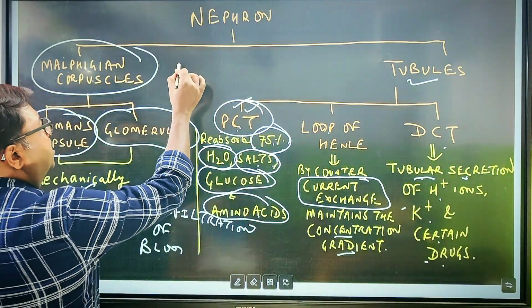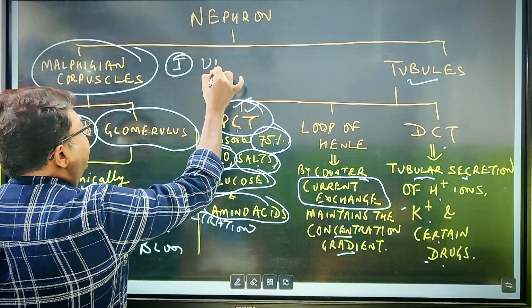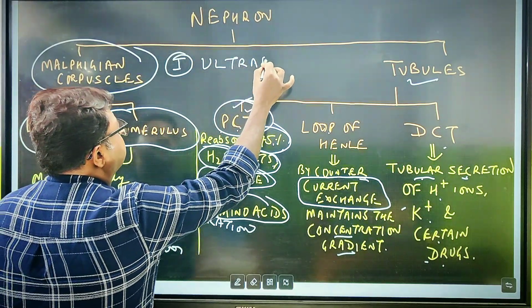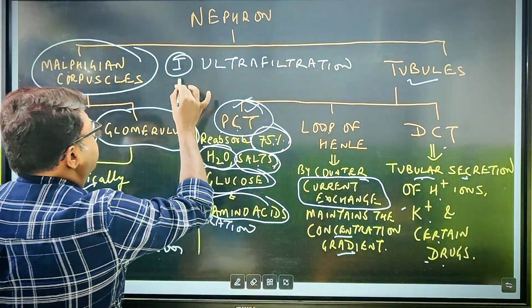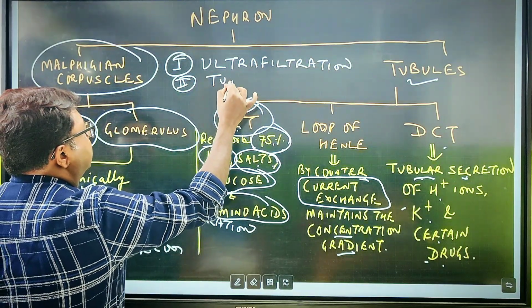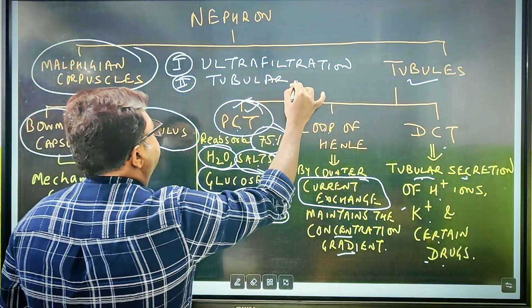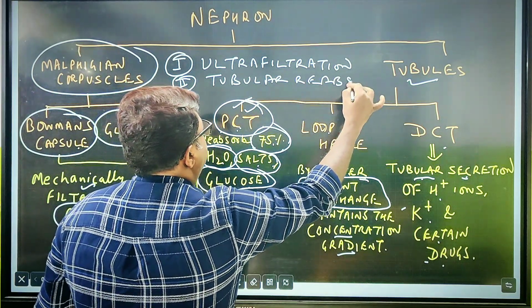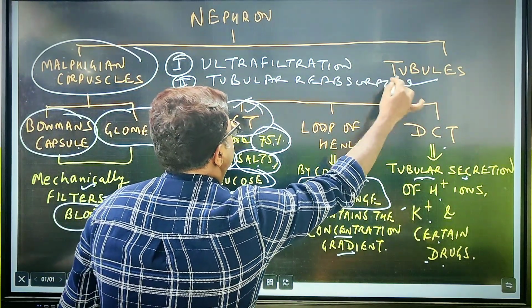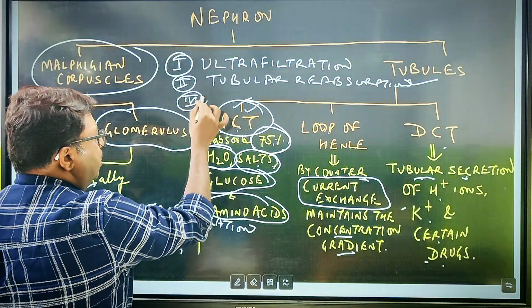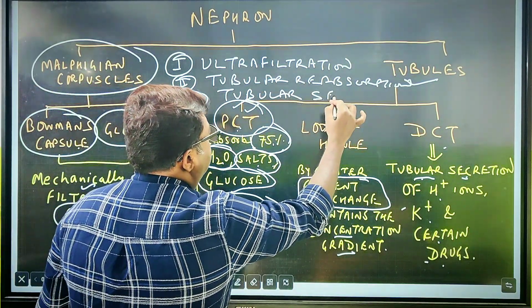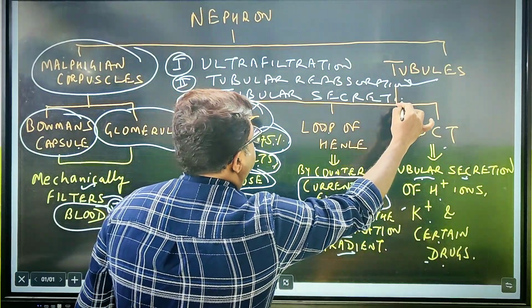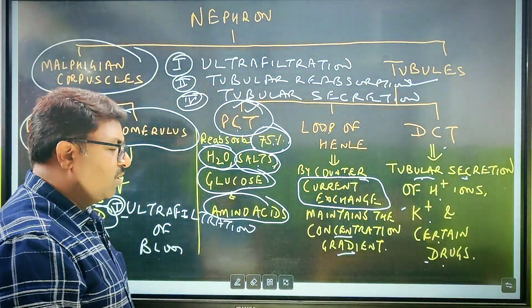देखो फॉर्मेशन ऑफ यूरिन में 3 स्टेप है. क्या है? फर्स्ट पहला क्या है? पहला अल्ट्राफिल्ट्रेशन होता है. The first one is ultrafiltration. The second one you already know, it is called tubular reabsorption. And the third one is tubular secretion. तो ट्यूबुलर सिक्रीशन में कौन हेल्प करेगा? डीसीटी. I think this is okay with you.